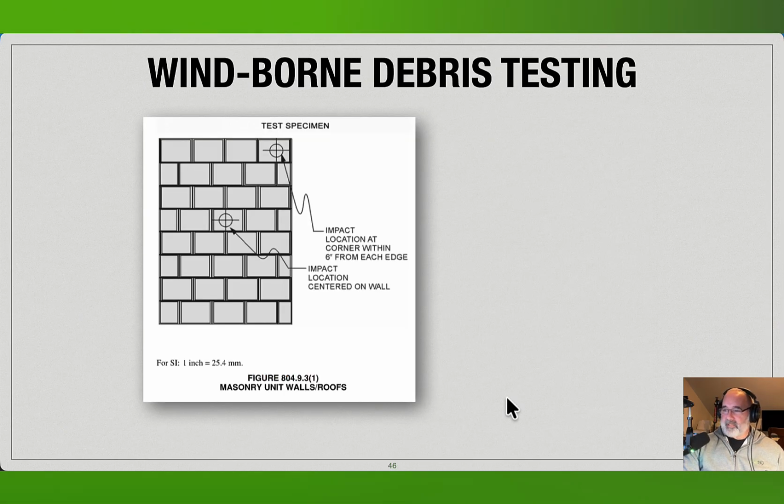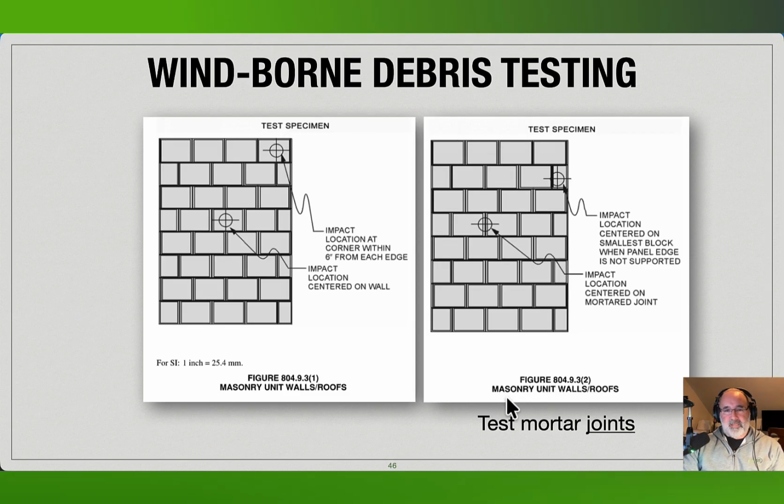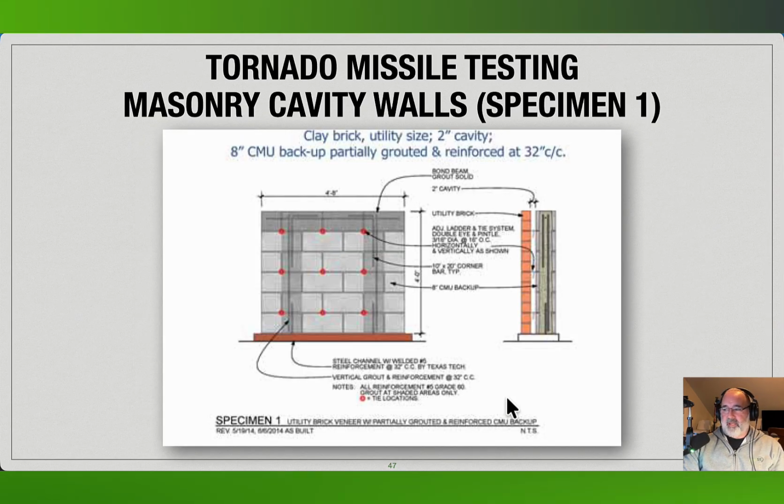So we do some testing. We look at what the impact and test results would be on the different elements. We've looked at masonry, partially grouted and solid grouted. We look and see what the impact would be at different elements and joints within the design. So we do the test. We fire the 2x4s with this big 2x4 cannon.